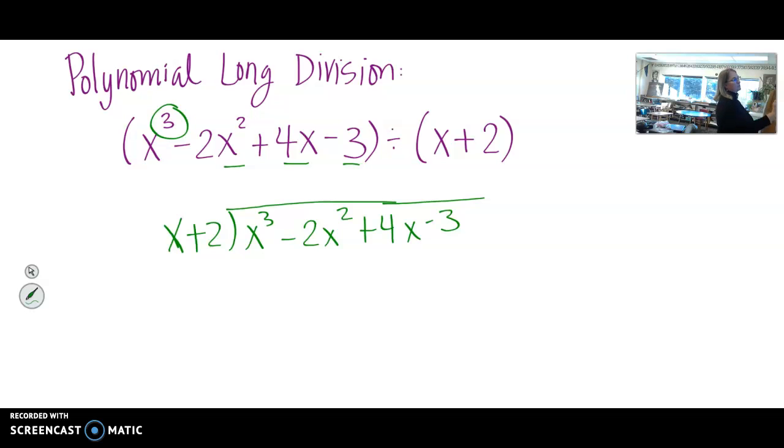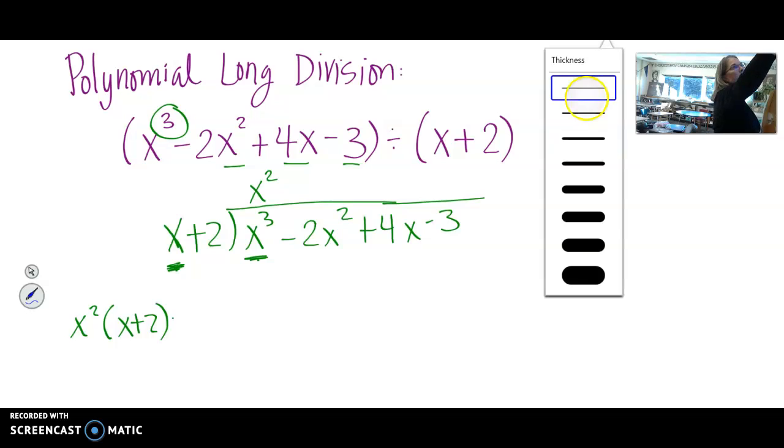So the first thing we do is we look at this first term, just like when we had the 15, and we looked at the first term, and you think, okay, what do I have to multiply x by to get x cubed? And the answer is x squared. X squared times another x is x cubed. So what we do with that is we take that x squared and we multiply it by x plus 2. Just like in the example, we had 15 times 2, and we wrote that down right underneath the 34. All right, so we're going to write this result here.